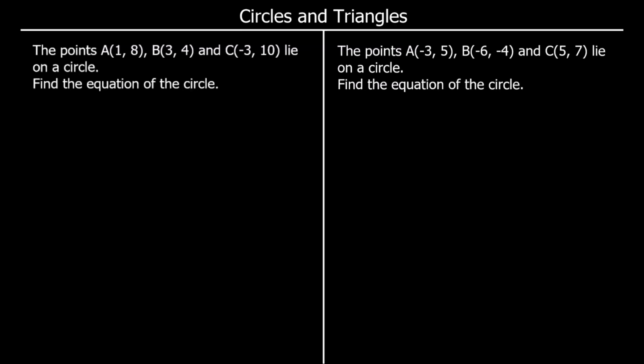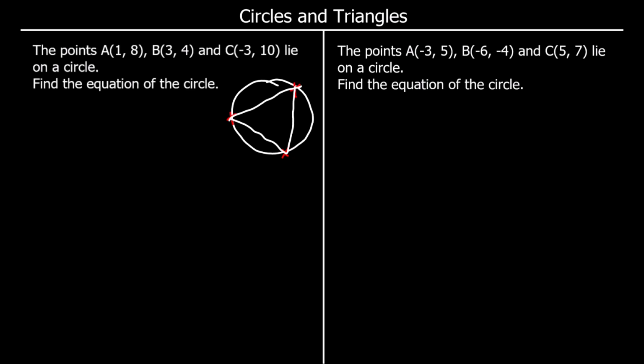Here we have a different question. This time we've got 3 points on a circle, A, B, and C. It's not a right angle triangle this time. It's just 3 points on the circle. So just a non-right angle triangle inside a circle. And we're asked to find the equation of the circle.